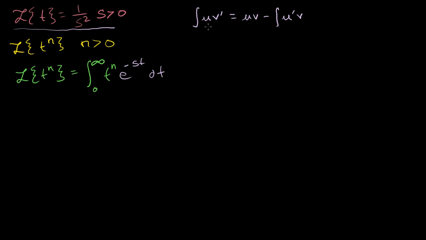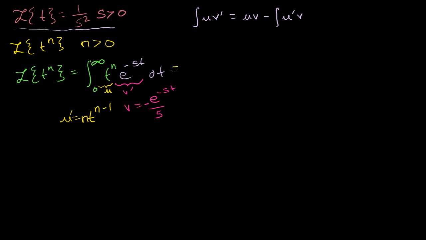So what do we want to make our v prime? It's always good to use the exponential function because that's easy to take the antiderivative of. So this is our v prime, in which case our v is just the antiderivative of that. So it's e to the minus st over minus s. Right? If we take the derivative of this, minus s divided by minus s cancels out, and you just get that. And then if we make t to the n our u, what's our u prime? U prime is just going to be n times t to the n minus 1. Fair enough.